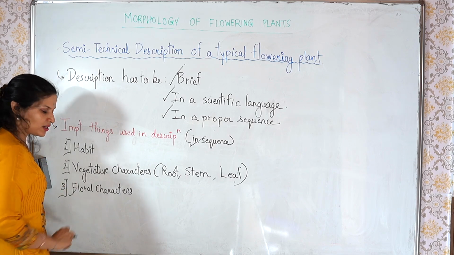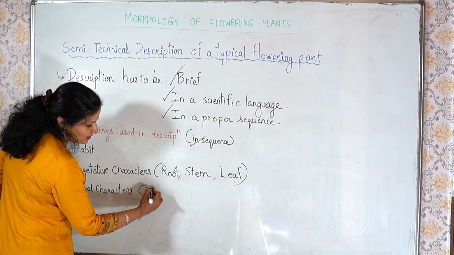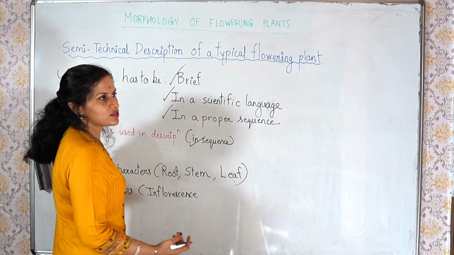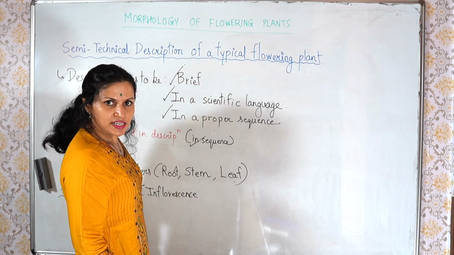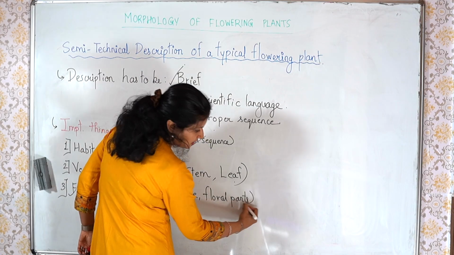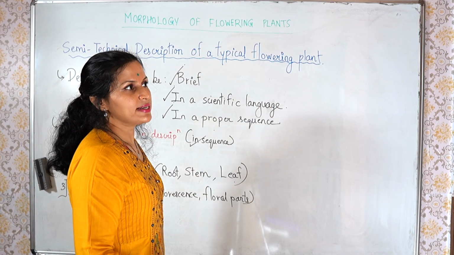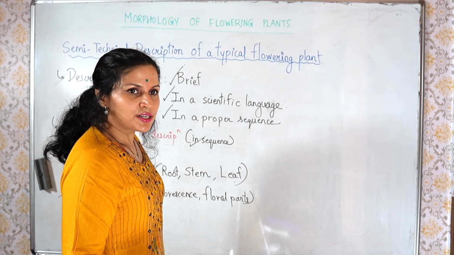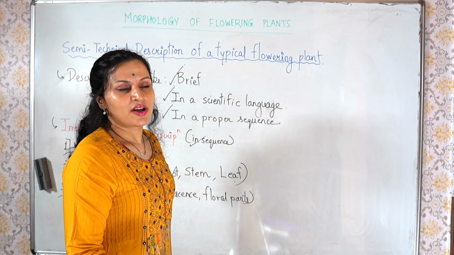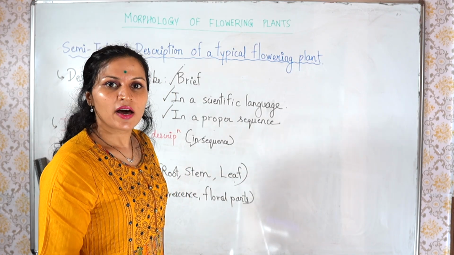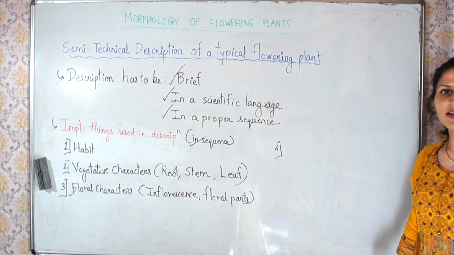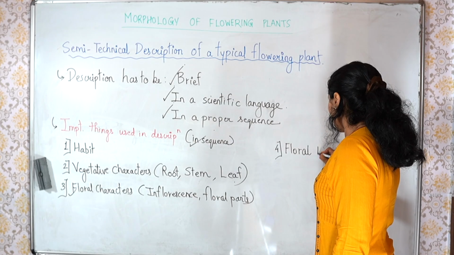Floral characters, very important. In floral characters, we write about inflorescence, whether it's a racemose inflorescence or cymose inflorescence. Then if it is a solitary flower, whether it is a terminal or axillary flower, we write about the floral parts, that is the calyx, numbers, then arrangement, aestivation. The characteristic features of each of the floral parts are described in this manner for calyx, corolla, androecium and gynoecium under floral characteristics.